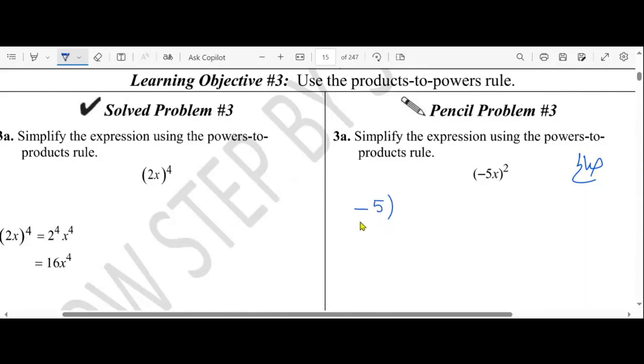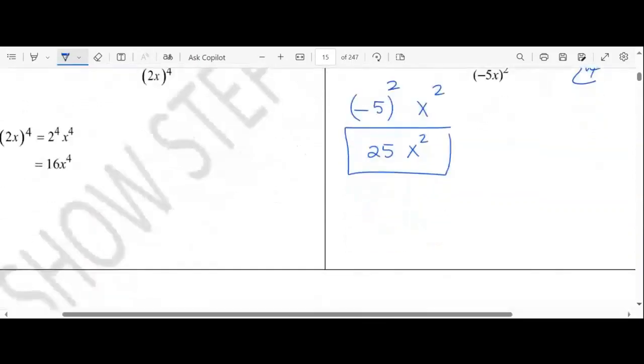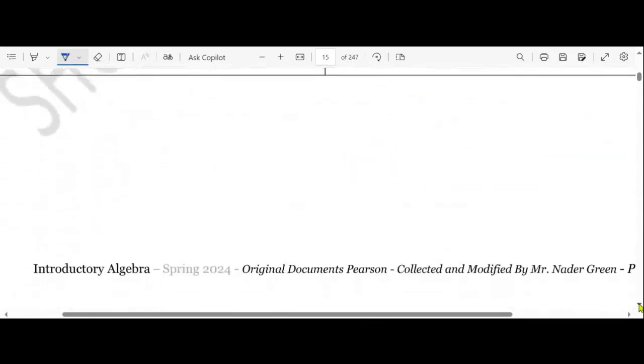Negative 5. You're going to distribute it how many times, Salah? 2 times, okay? So you're going to get negative 5 to the power of 2, how much? 25. Yes, very good. Thank you. 25x squared. Yalla Muhammad, next.